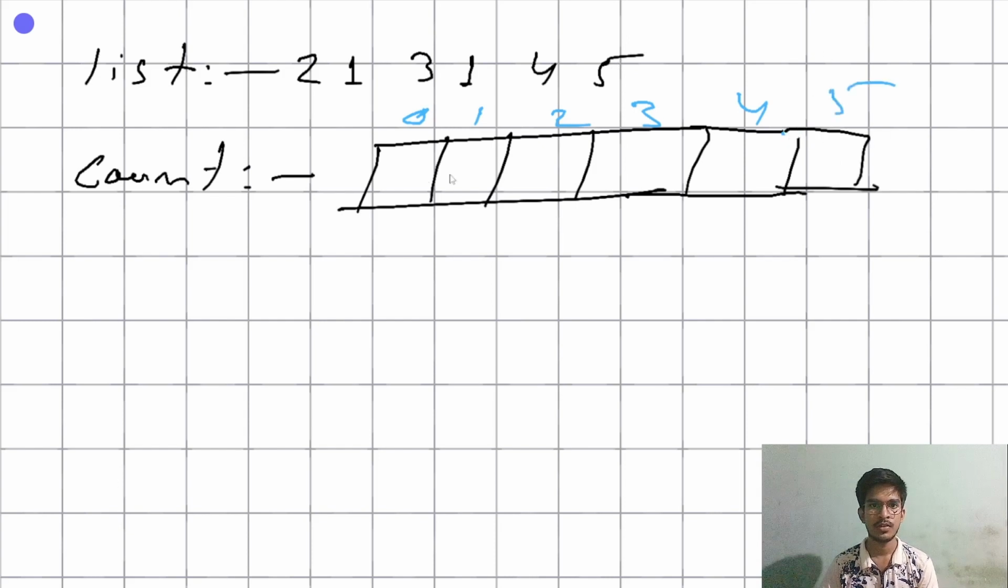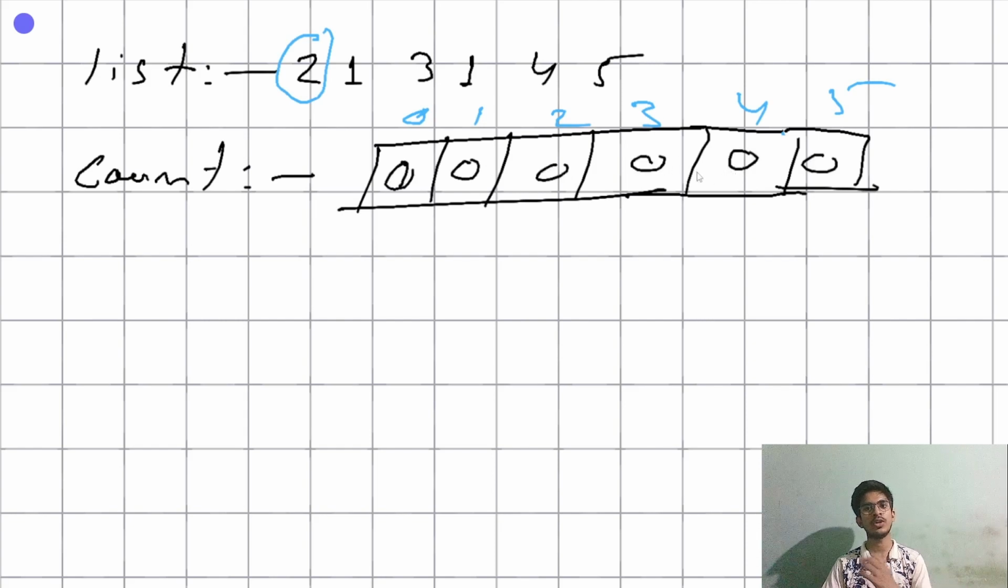So we'll start from the first index of the list. What element do we have? We have 2. So in the count array, we go to the second index, because we have 2 in the list, and increase its value. First of all, we initialize all the values with 0. When 2 is encountered, it goes to the count array, to the second index, and increases its value by 1. So it will now be 1.